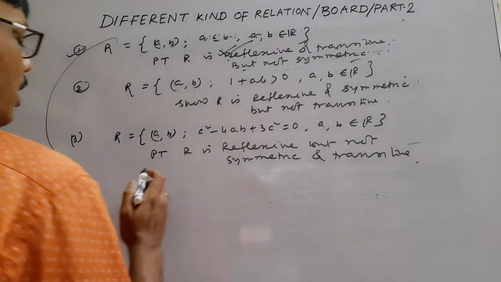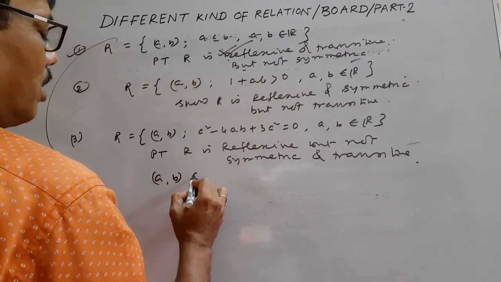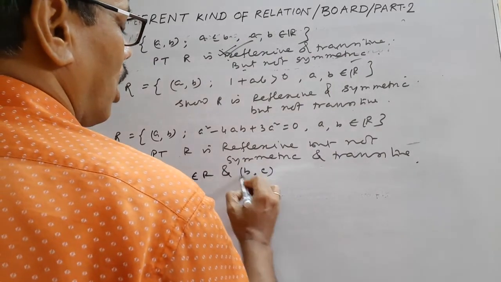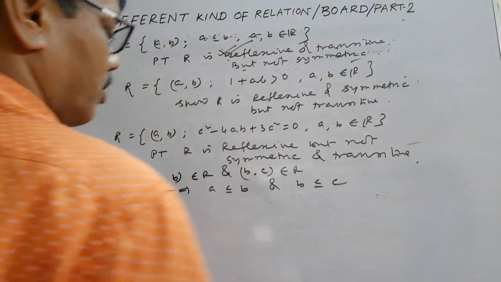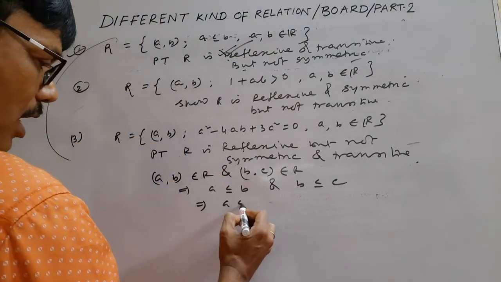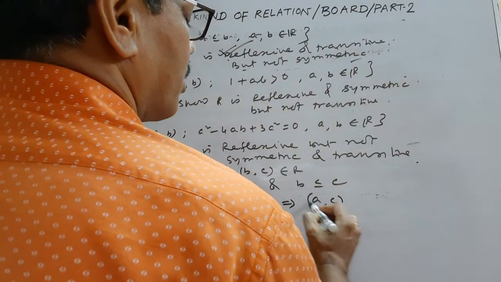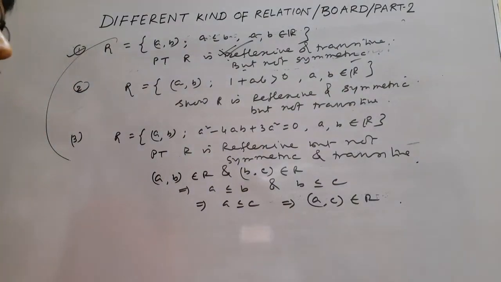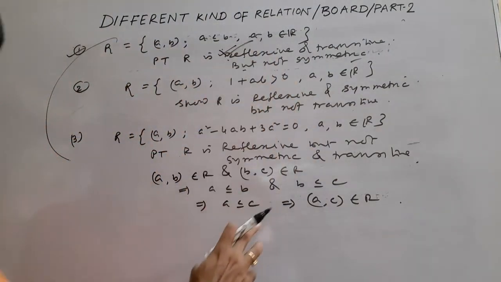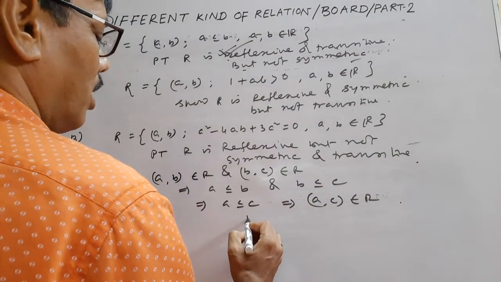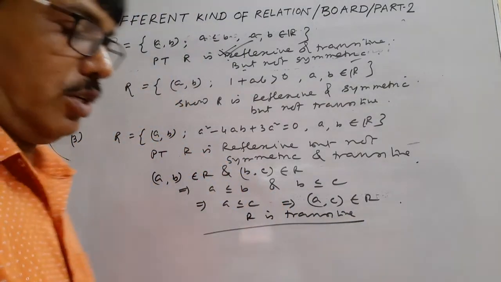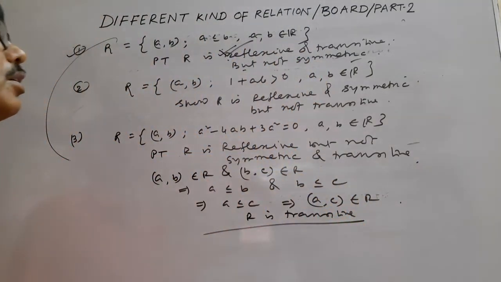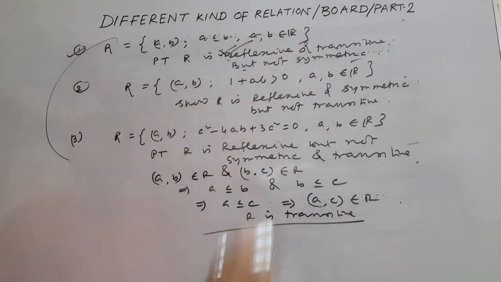Now, transitive. (a, b) belongs to R and (b, c) belongs to R implies a is less than or equal to b and b is less than or equal to c. So this implies a is less than or equal to c. This implies (a, c) belongs to R. So from the property of algebra, a less than b, b less than c, so a less than c, (a, c) belongs to R. So R is transitive. So the relation is transitive and reflexive, but not symmetric.